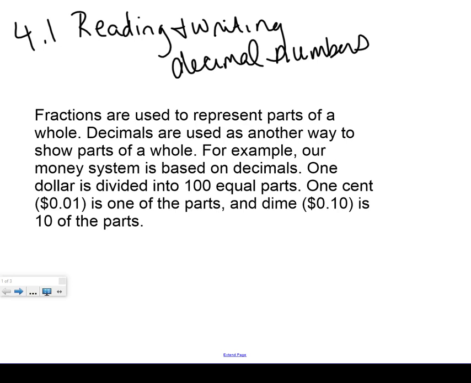You know this because when you write $1.02, you would write 1.02. $1 is divided into 100 equal parts. So 1 cent is represented by 0.01. This is one of the parts. A dime is represented as 0.10, and this is 10 of the parts.